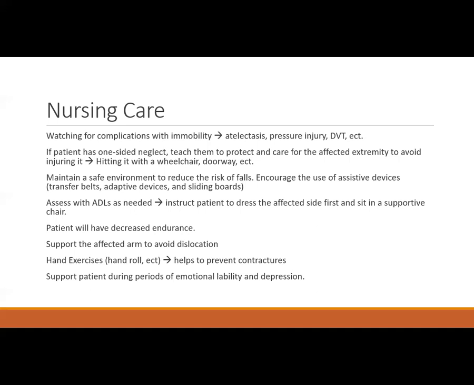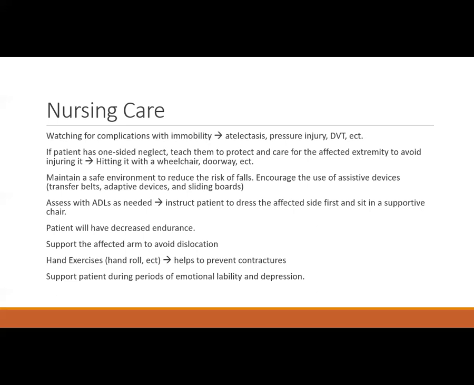You want to maintain a safe environment to reduce the risk of falls. So encourage the use of assistive devices, transfer belts, adaptive devices, sliding boards. A way that you can see if a patient is adequately functioning is if they're using this adaptive equipment appropriately. And remember, you have to be careful because some of these stroke patients can be very impulsive. It's all about getting the right education and getting them and their family to the point where they know that they need to use those adaptive devices. A lot of those are usually trained through occupational therapy.